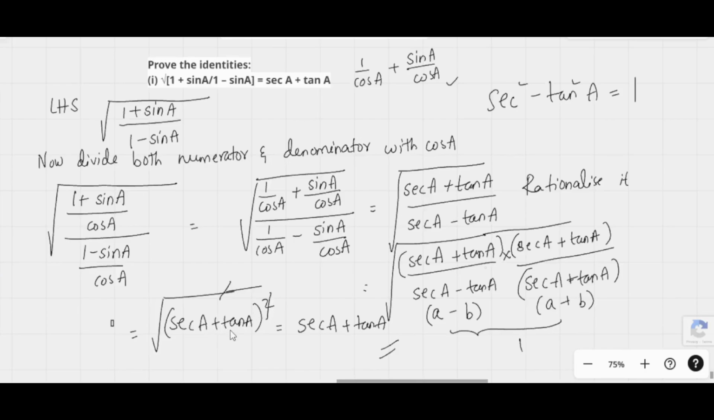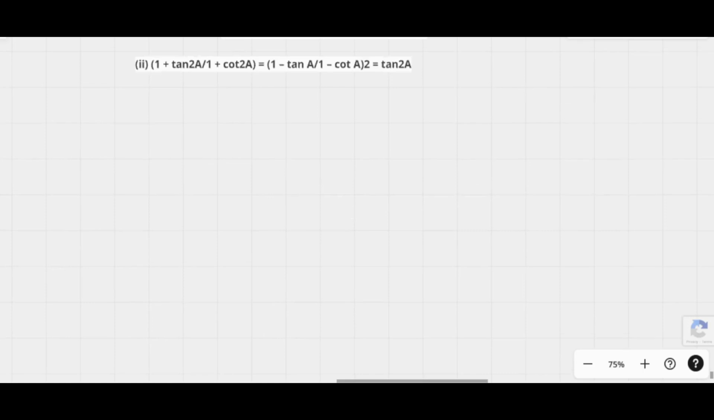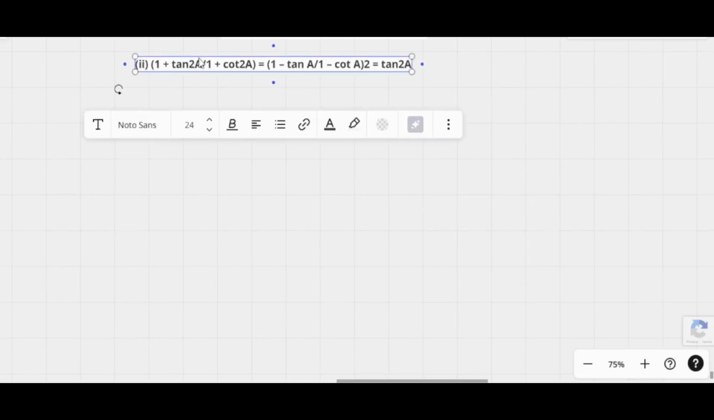So I'm getting (sec A plus tan A) whole square, and I'm cancelling the square and the root, and I got my RHS. The second one is 1 plus, they have given 1 plus tan square.